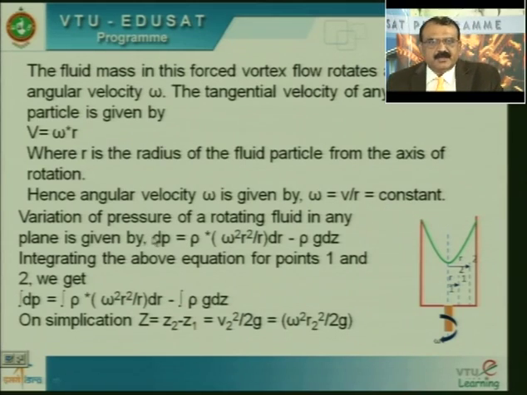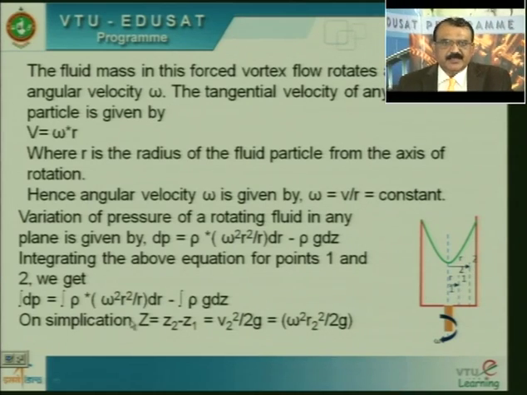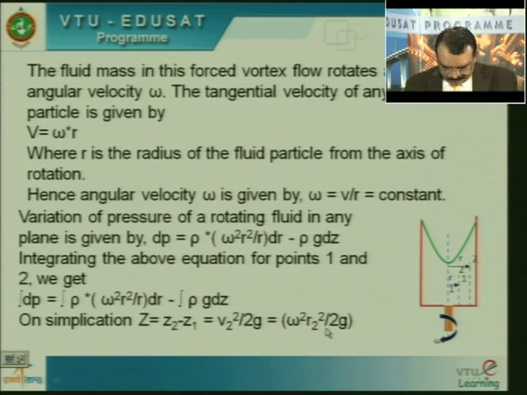Now I said this derivation is not there in your syllabus. Kindly remember this equation, dP is equal to rho into this equation. Now integrating the above equation between these limits, the lower limit is 1, the upper limit is 2. If you integrate this between R2 and R1, you are going to get an equation on simplification, that is Z is equal to V2 square divided by 2g, that is omega square R2 square divided by 2g.